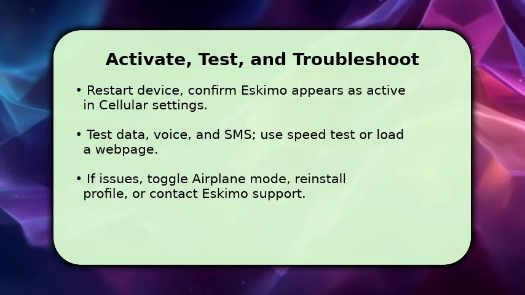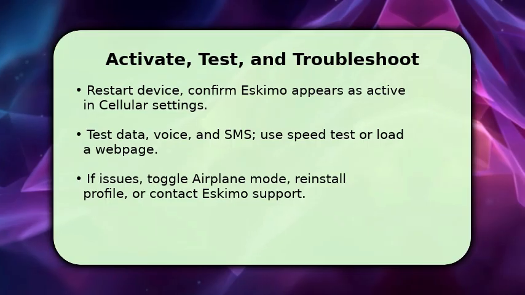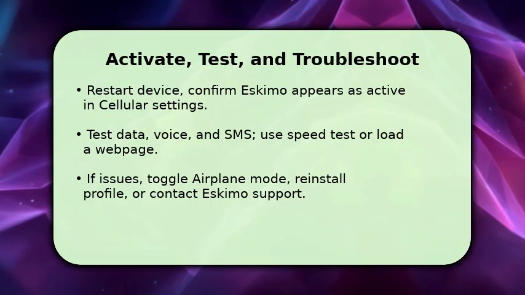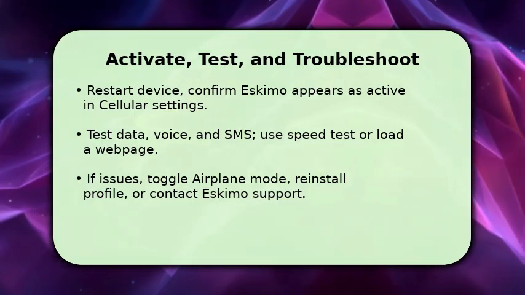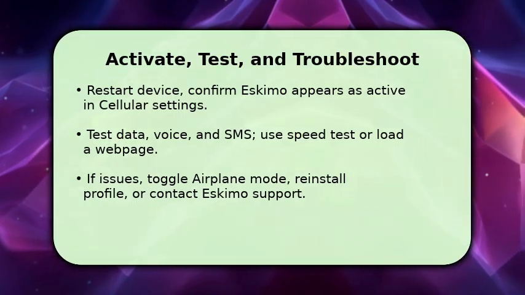If something goes wrong, first toggle airplane mode for 10 seconds, then restart, and if needed, remove and reinstall the eSIM profile. This resolves most provisioning errors. If problems persist, contact Eskimo support with your activation code and device model.